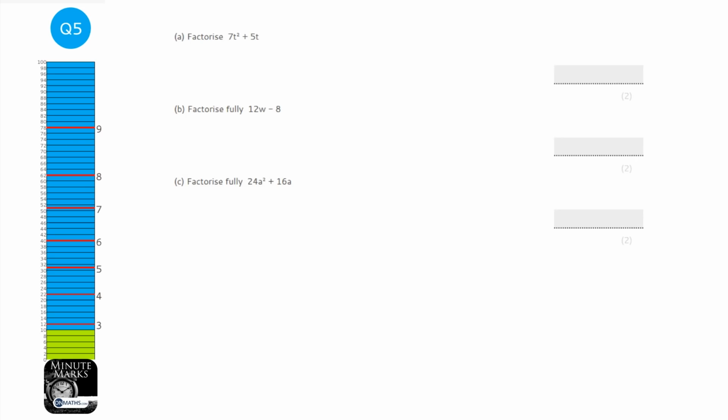Okay, factorize means put it into brackets. So looking at the first one, there's a t I can divide out of both of them. So I put t on the outside of the bracket, but there's no number because 7 and 5 don't have anything that goes into both of them. So I think, what do I times t by to get to 7t squared? Well, it's going to be 7t. And what do I times t by to get to 5t? Well, it's just going to be 5. You can check your answer by expanding the bracket to check it makes 7t squared plus 5t, which it does.